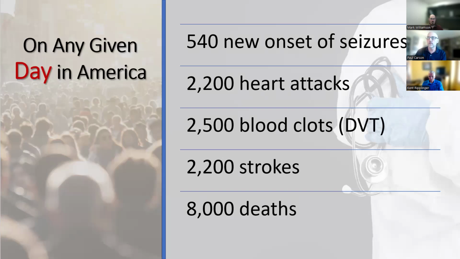So another example I gave is that on any given day in America, lots of bad things happen to people. You'll see about 540 cases of new onset of seizures, about 2,200 heart attacks and strokes, about 2,500 blood clots or DVTs. And about 8,000 people will die every day in America. That's a new seizure every 160 seconds, a new heart attack or stroke every 39 seconds, a new blood clot every 35 seconds, and somebody dying every 11 seconds in America.